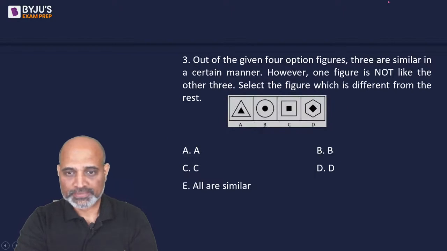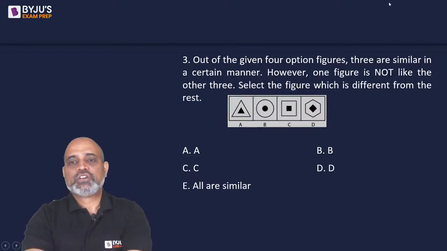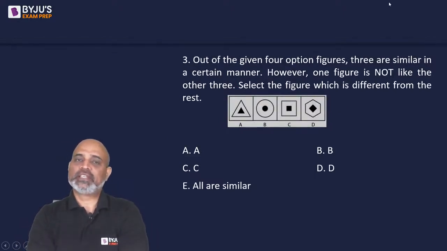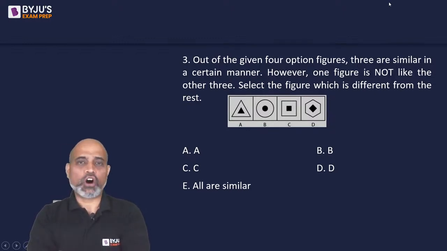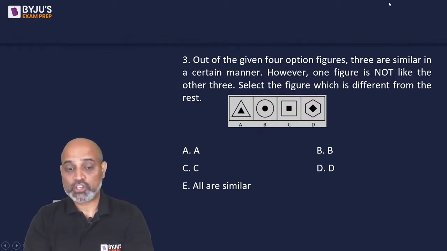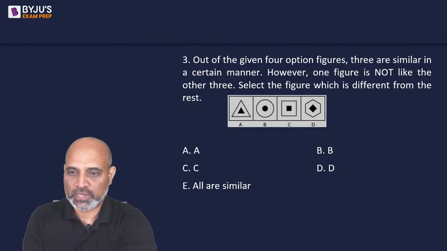Good. Third one. Out of the given four figures, three are similar in a certain manner. One figure is not like the others. So odd one out, right? Which option do you think is going to be the odd one out?